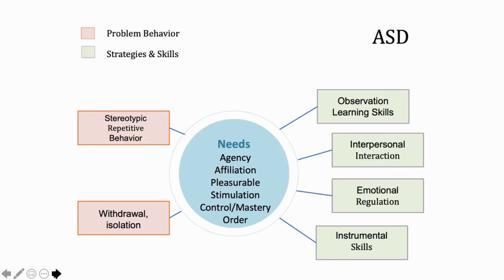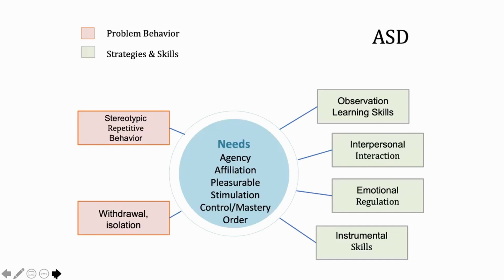strategies and skills. And here is an example that may not be relevant to you unless you're a parent with a child with ASD. If you do not know what ASD is, it stands for Autistic Spectrum Disorder. So I'm just using these different examples to show you the same reasoning. So if you see some behavior that is seen as problematic, we translate that into, so what needs are being met by this behavior? So I'm using this as an example.